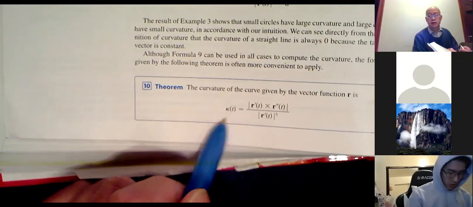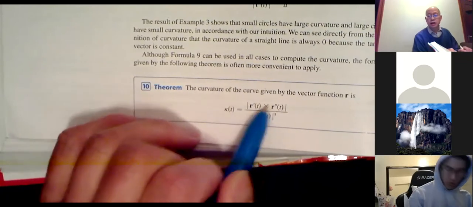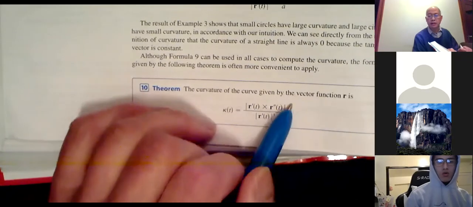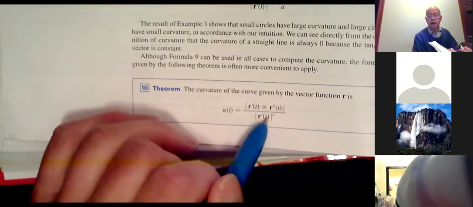Okay, so here's a formula for curvature. See, the cross product gives you a vector, so that's a magnitude. And r prime is a vector, that's also a magnitude. That's cubed. They go over the proof of that. You can look at it or not, that's up to you. I'm just going to present it.